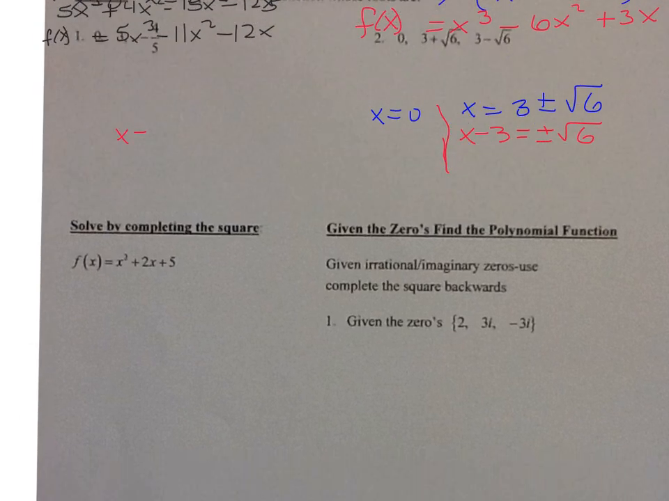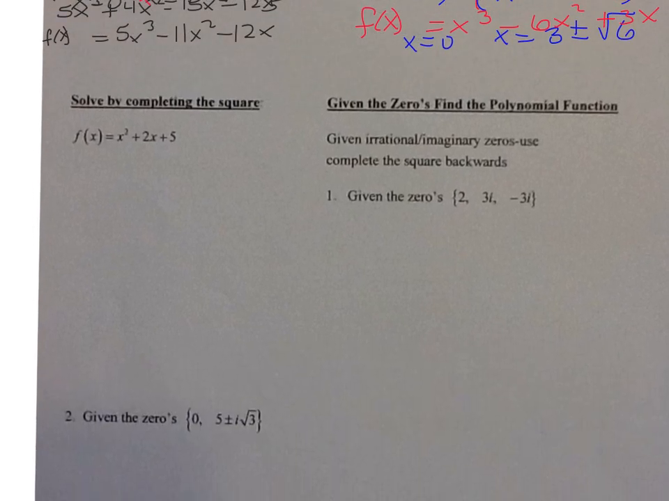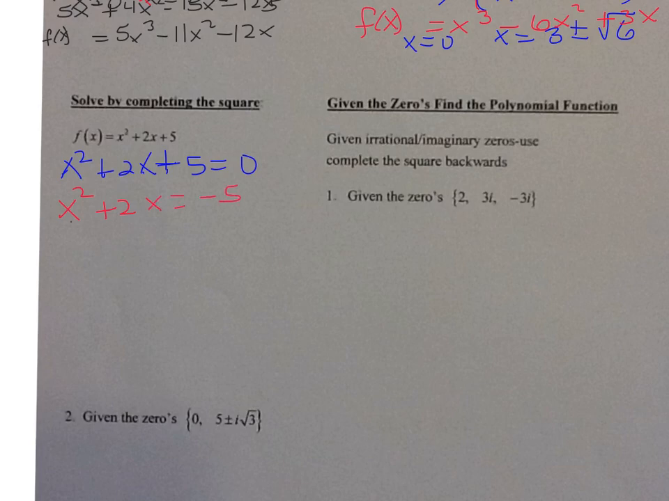All right, so now let's talk about the imaginary. So let's solve this equation over here by completing the square. So I have x squared plus 2x plus 5 is equal to 0. So I'm going to solve this. Find my zeros, find my roots. So I get x squared plus 2x is equal to negative 5. And then I do half of 2, I get 1. Square it, I get 1. I add that to both sides.